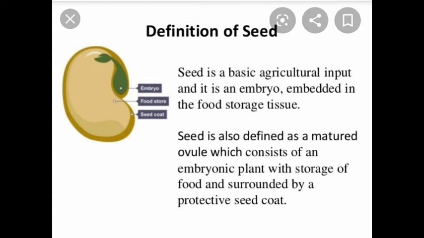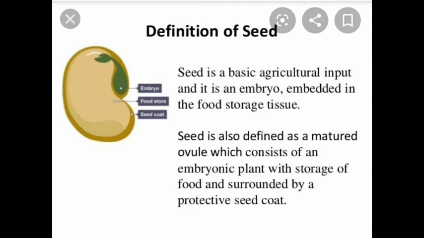Seed is also defined as a fertilized ovule which consists of an embryo plant. That means seed can also be defined as an ovule that consists of a food store plant and a protective seed coat. A seed is always protected by a protective seed coat.